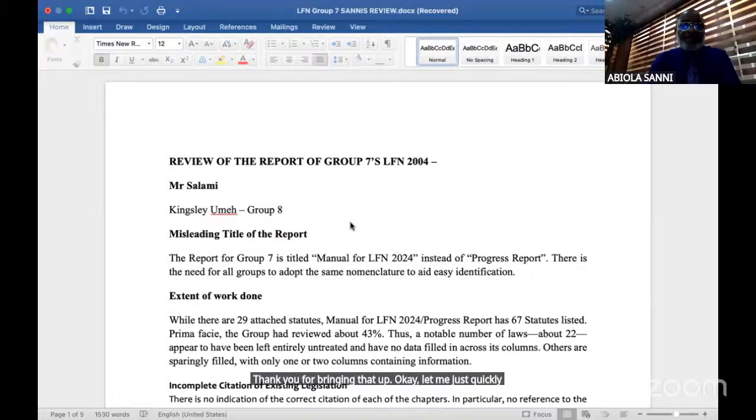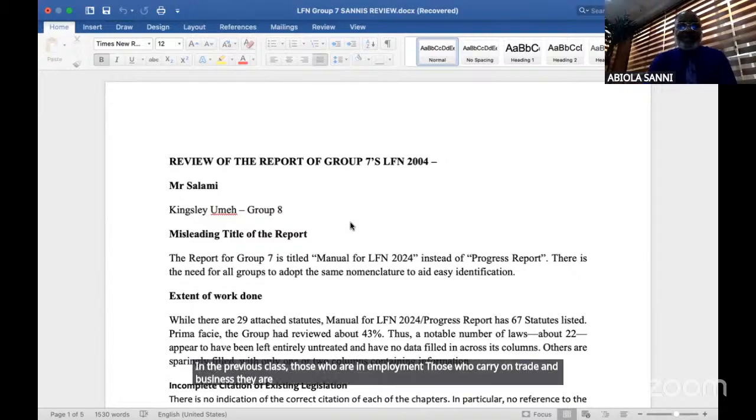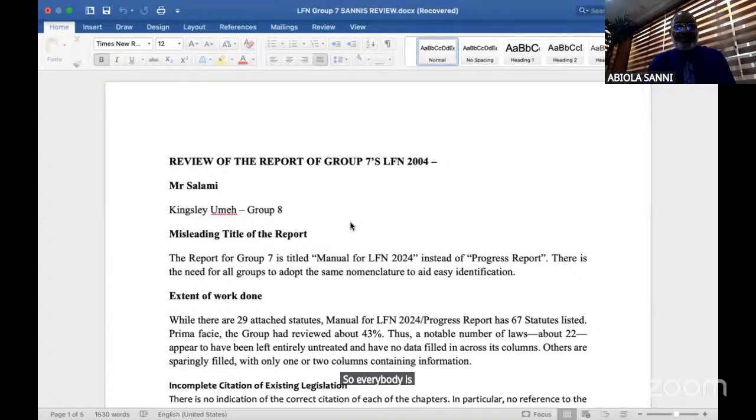Okay, so now we've already gone through allowances in the previous class. Those who are in employment, those who carry on trade and business, they are entitled to certain allowances. So everybody is. Currently, it is consolidated relief allowance, okay?